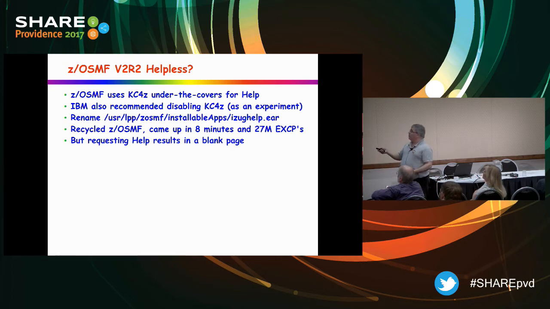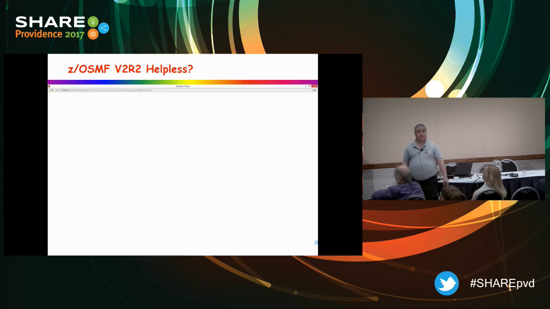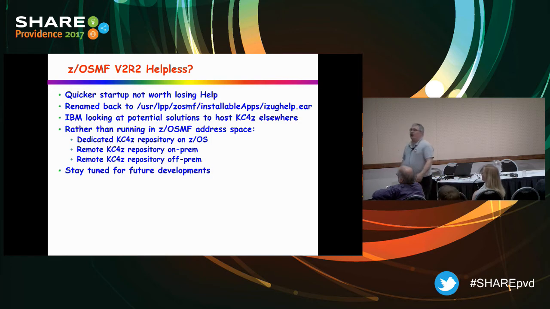As an experiment, they recommended disabling KC for Z. If you rename this EAR file, it comes up in 8 minutes and 27 million EXCPs, which is an improvement. But if you request help, you get that. I don't know if you can see it, but there's Mozilla Firefox. That is what you get if you rename the EAR file for ZOSMF help. So, helpless, yes, we are helpless. Quicker startup is obviously not worth losing the help, so I renamed it back, and IBM is looking at solutions for this.